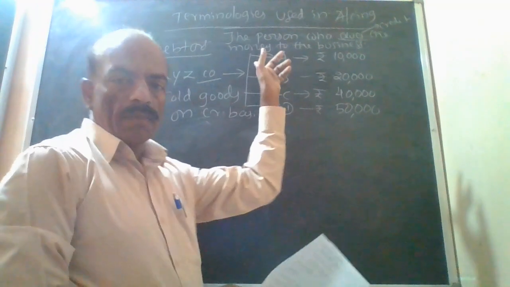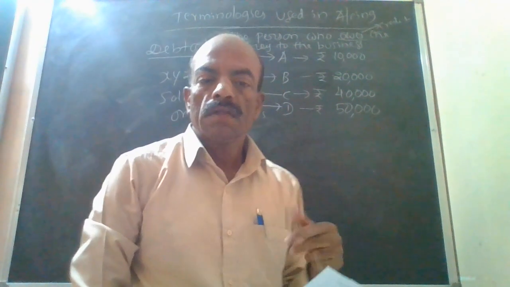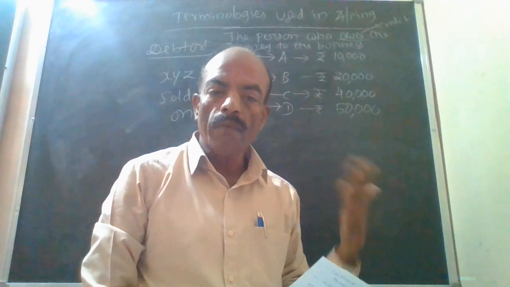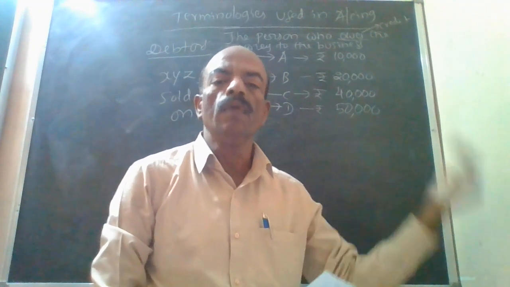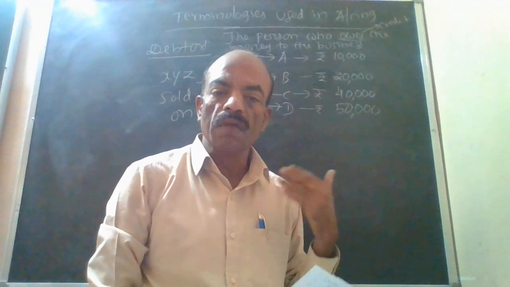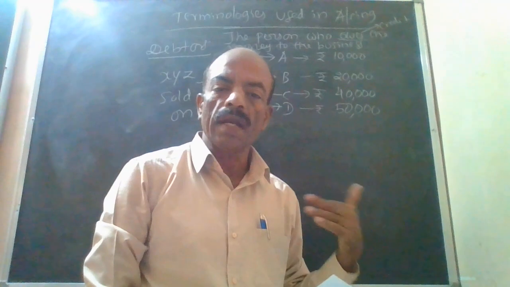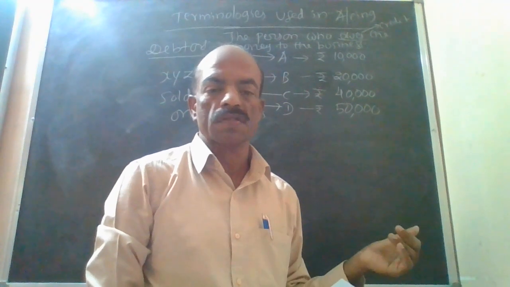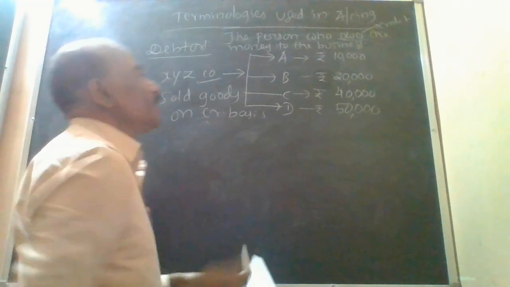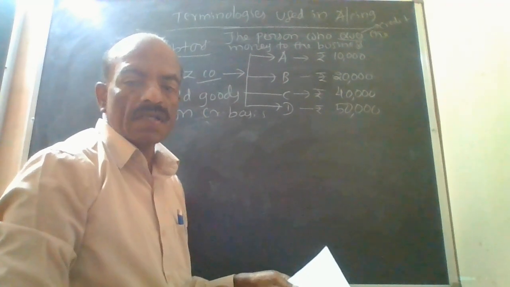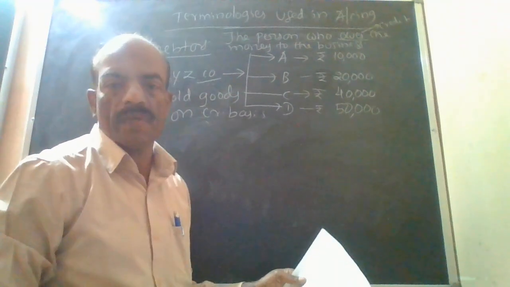I will give one example, then I will explain. In other words, debtors means the person from whom our business is required to collect the money. The person from whom we have to collect the money is called debtors. For example, in this case, XYZ company sold goods to various customers A, B, C, D on credit basis, not on cash basis.